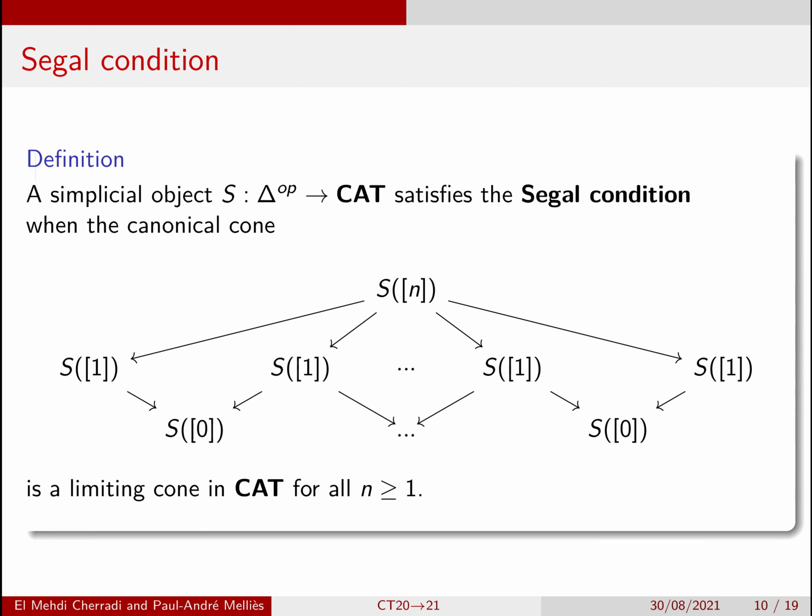Let us recall quickly the Segal condition. Given a simplicial object S in Cat, for example, we have a canonical cone of this form, and we say that the simplicial object verifies the Segal condition if every such cone is a limiting cone in Cat for every n larger than 1.